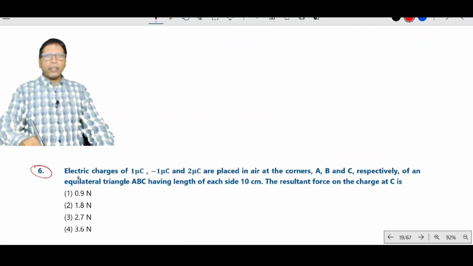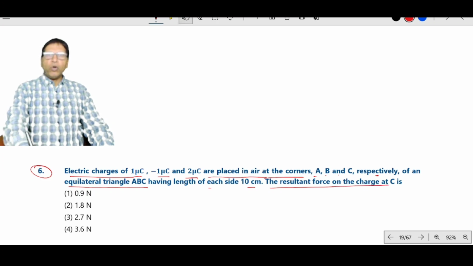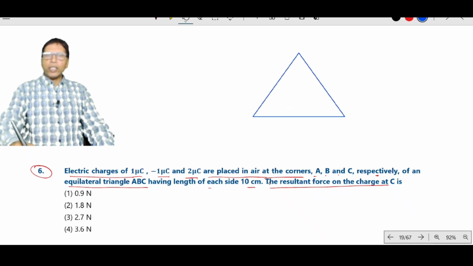Question number 6. The electric charges 1 microcoulomb, minus 1 microcoulomb and 2 microcoulomb are placed in air at the corners A, B, C respectively of an equilateral triangle ABC having each side of length 10 centimeter. Find the resultant force on the charge at C. Now look at this. This is an equilateral triangle. Here this is the 1 microcoulomb, this is the minus 1 microcoulomb and this is the 2 microcoulomb.